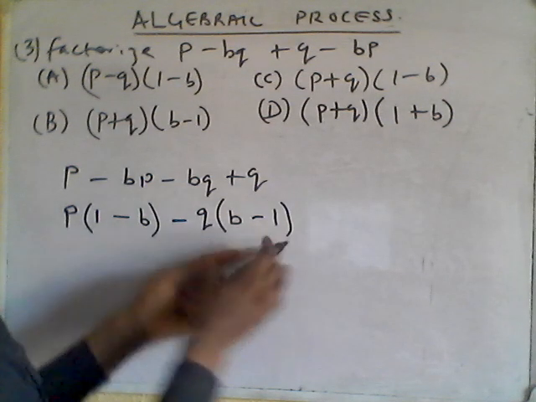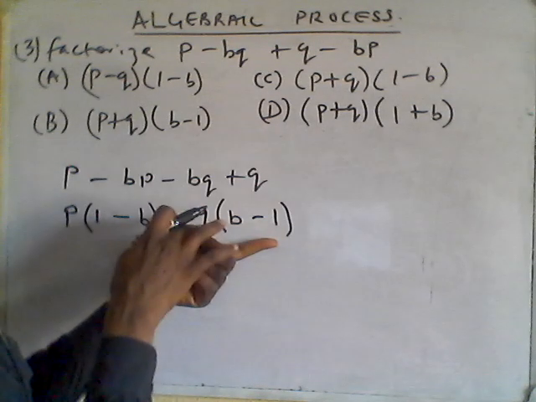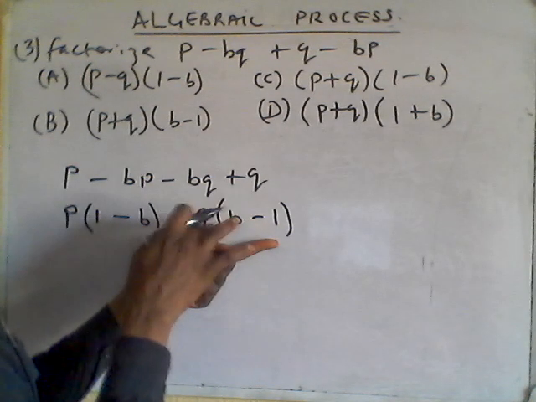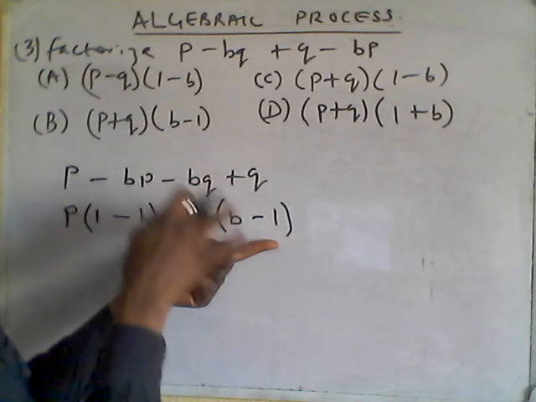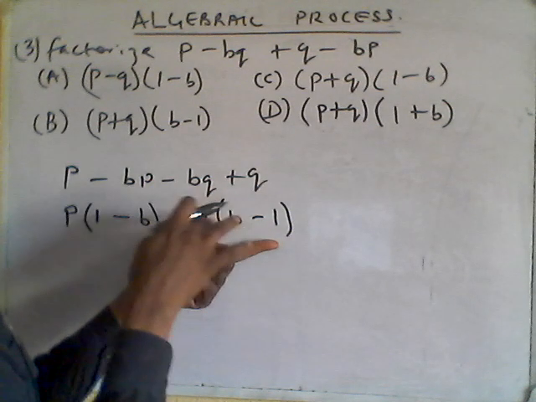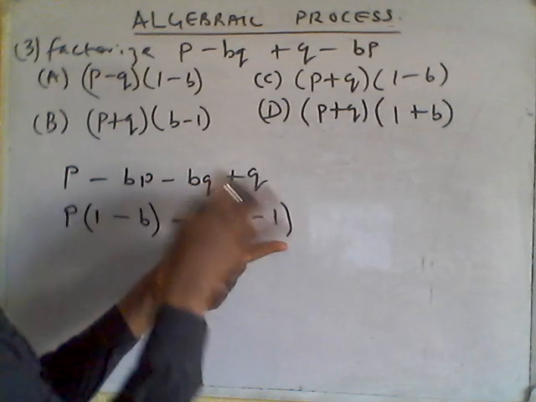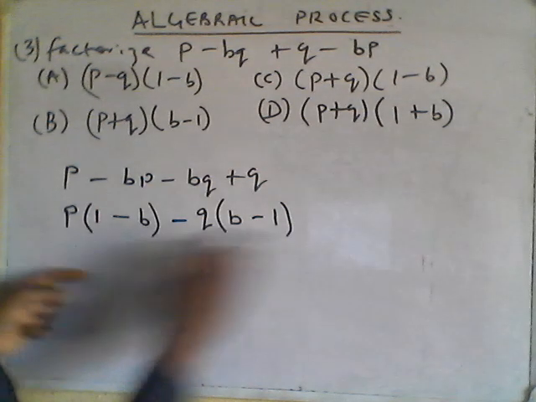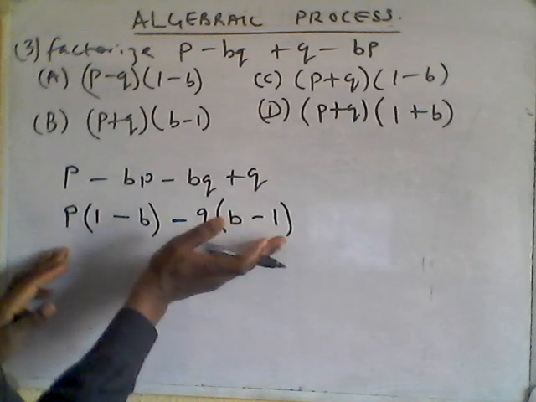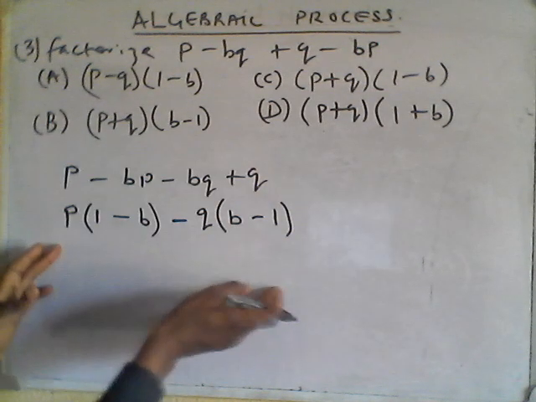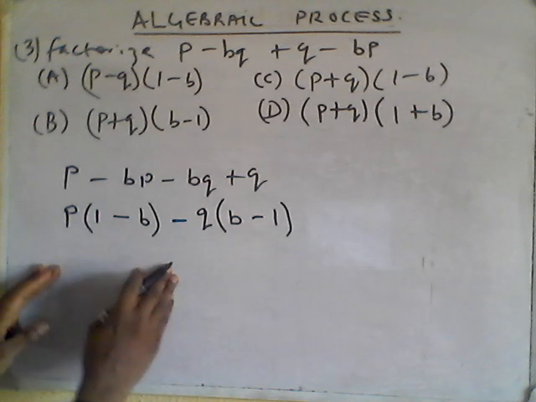So at this point now, where I am now, I can still go back to this place. Why? Because minus b times q is minus bq, you understand? And q times minus 1, that's minus q, minus times minus 1 is plus q. So anywhere you are, at every stage you get to the next stage, try and see whether you can go back if you expand. So this is true. So if this is true, I can now factorize by grouping.